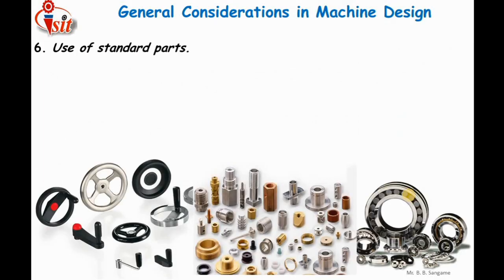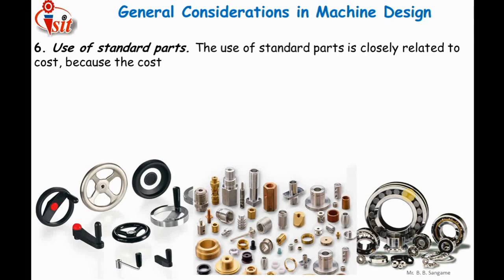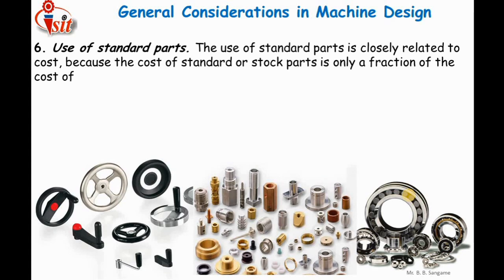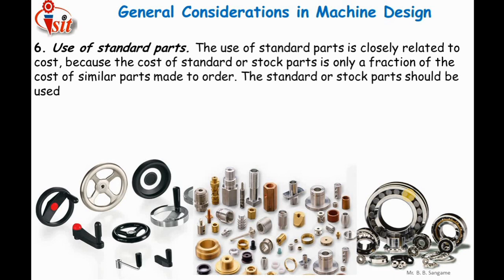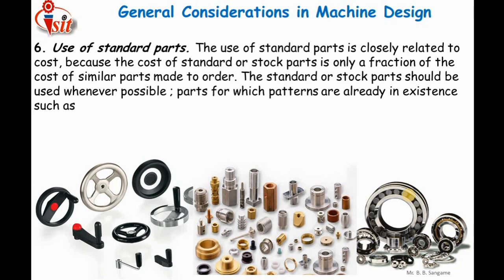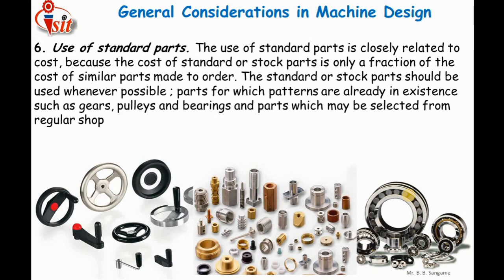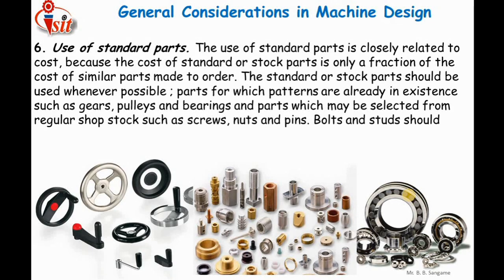Next is the use of standard parts. This is one kind of general consideration in machine design. While designing a machine, we should know what kind of standard parts are available with us in our shop. The use of standard parts is closely related to cost, because the cost of a standard or stock part is only a fraction of the cost of a similar part made to order. The standard or stock parts should be used whenever possible.